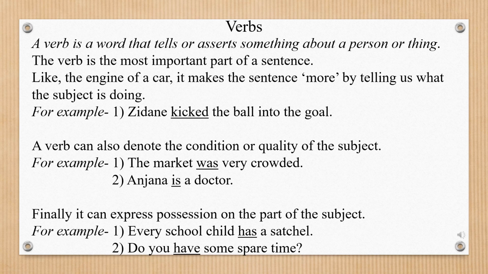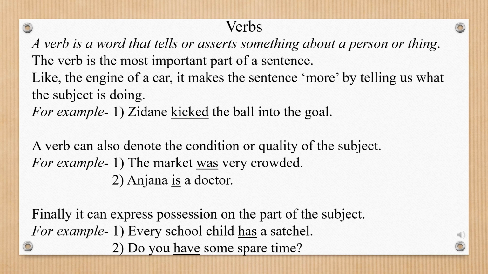A verb can also denote the condition or quality of the subject. This statement will be clearer when we see the examples. The market was very crowded. Anjana is a doctor. In the first example, the condition it is showing is was very crowded. In the second example, it denotes the quality of the subject, that Anjana is a doctor.